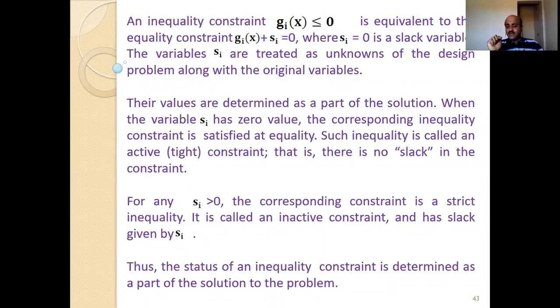Thus, the status of the inequality constraint is determined as a part of the solution to the problem. In the sense, whether the inequality constraint is active or inactive, that is the status we generally talk about, can be determined as a part of the solution to this problem. Please remember all these steps we are discussing now.